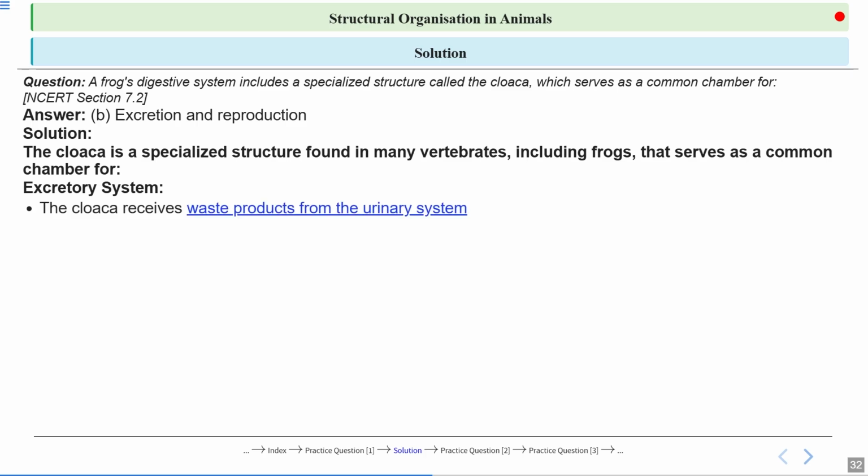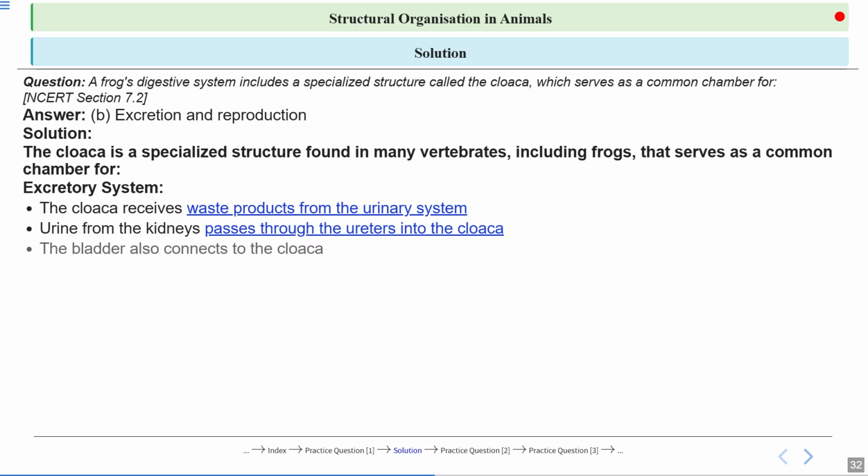The cloaca receives the waste products from the urinary system. They receive the nitrogenous waste substances. Urine from the kidney passes through the ureter into the cloaca. It gets collected inside the urinary bladder, and from time to time it is eliminated from the cloacal aperture, right? So nitrogenous waste substances are eliminated through the cloaca.